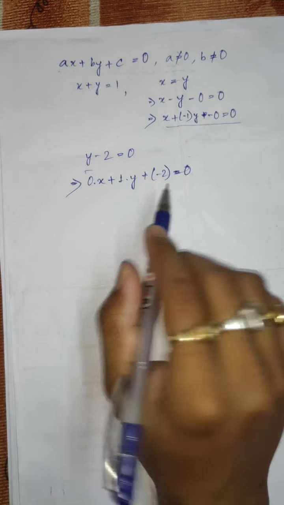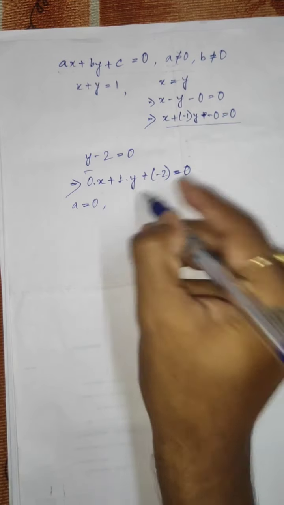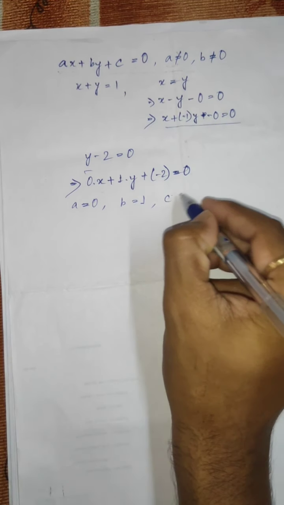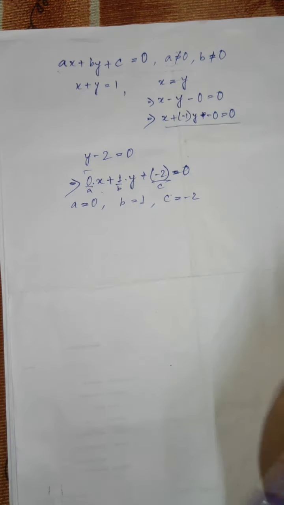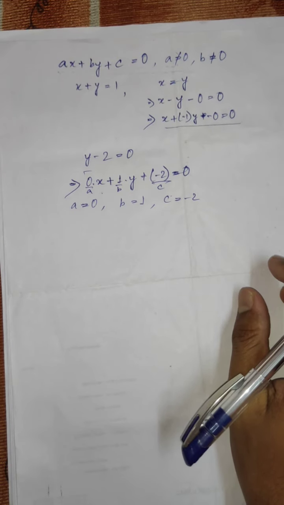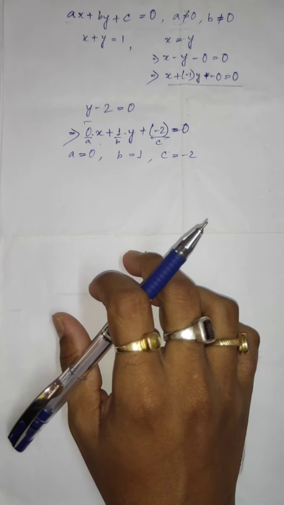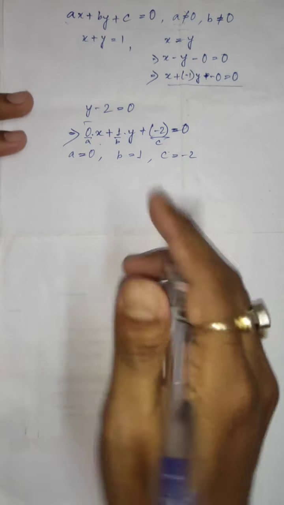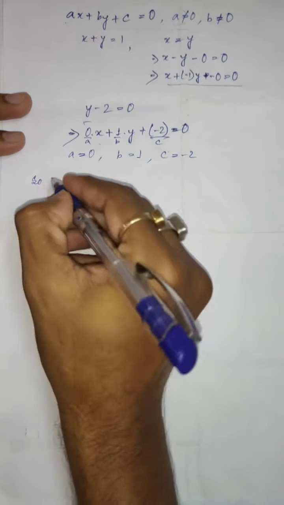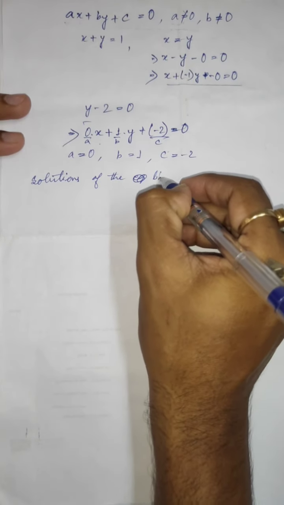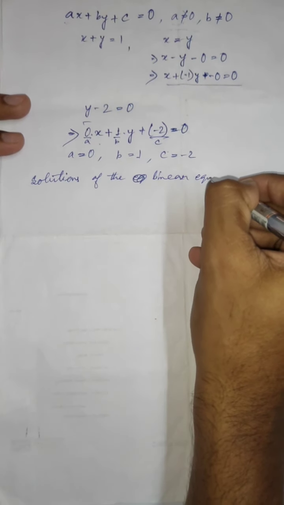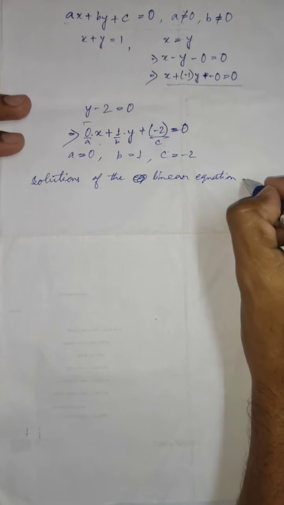So this way we can represent it with two variables. There are two variables x and y. So here the value of a is equal to 0, the value of b is equal to 1, and the value of c is equal to minus 2. This is c, this is b, and this is a. Alright. So this way you can represent the equations. Now, how to find the solutions of the linear equations in two variables?